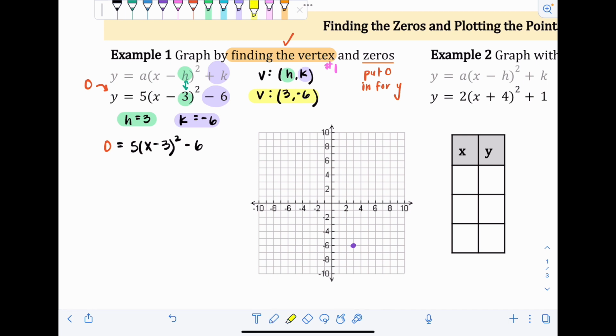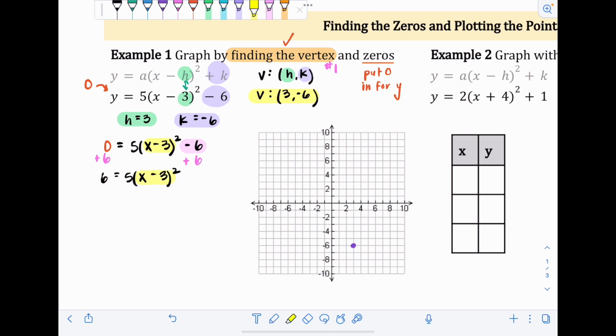So this is kind of like a solving by square root situation where we would want to get the part that's being squared isolated. There are 2 things being done to the part that's being squared. The x minus 3 is being squared, the 6 is being subtracted from it, and the 5 is being multiplied by it. So first I'm going to cancel out that 6 that's being subtracted by adding 6 to both sides. So then 0 plus 6 is 6, and that's equal to 5 times (x minus 3) squared.